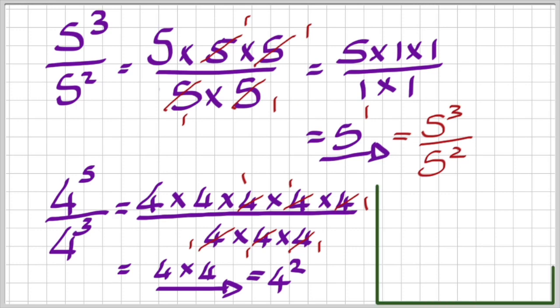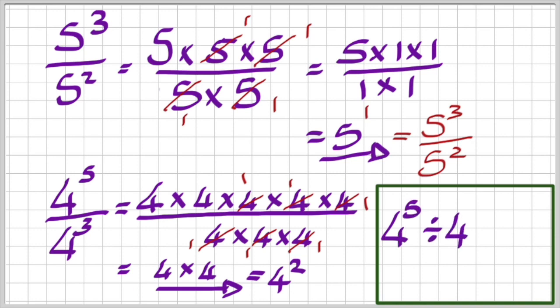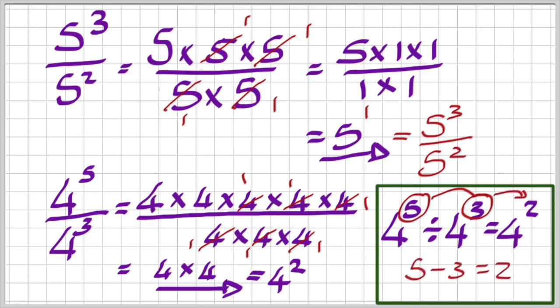Now my question that I'm asking you is, are you seeing some kind of pattern? Is there a spidey sense tingling in you? Well, my spidey sense is looking at the 5, the 3, and the 2, and I'm seeing that 5 minus 3 gives me 2. Now the question is, does it always work this way?